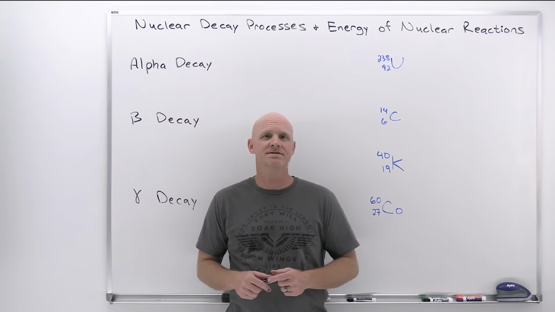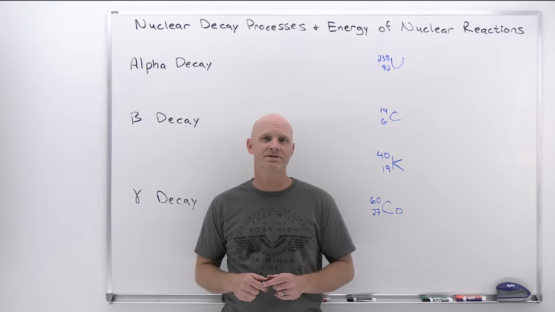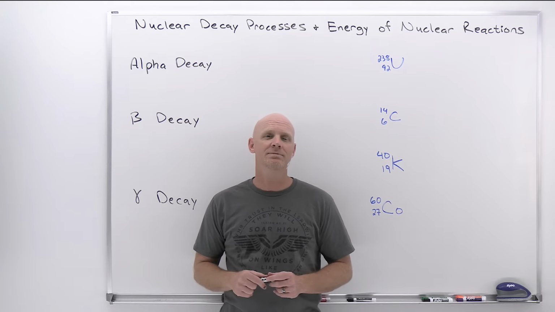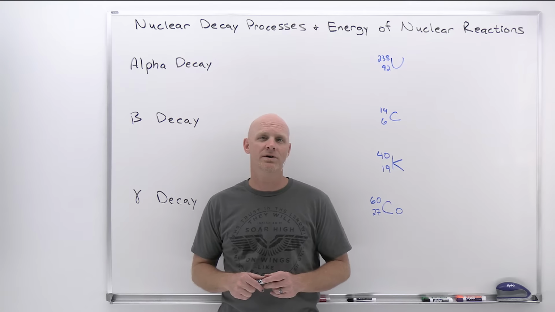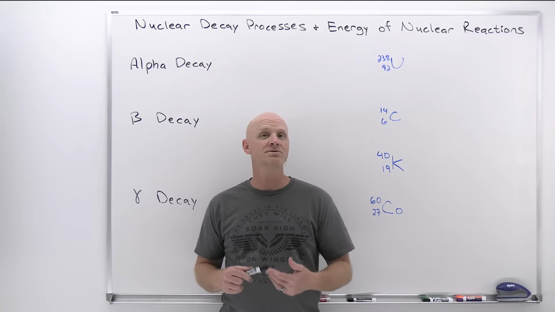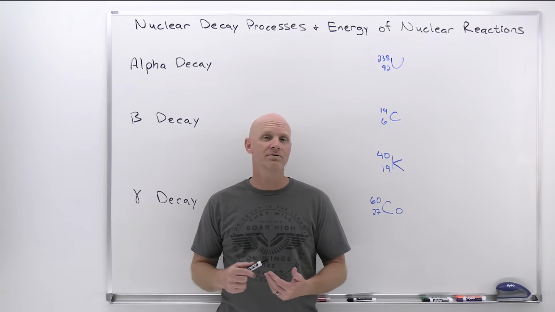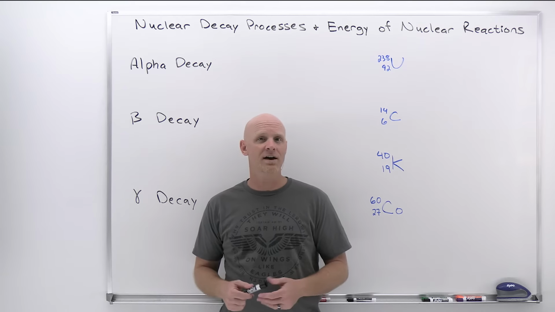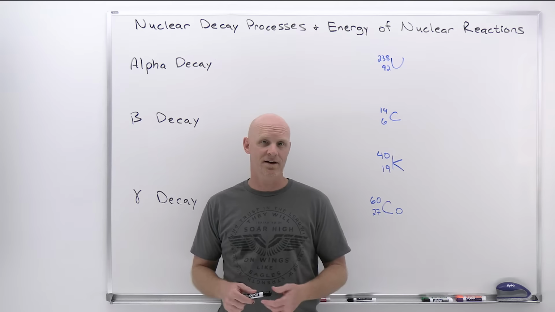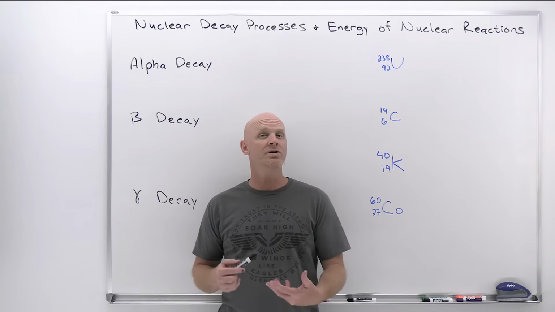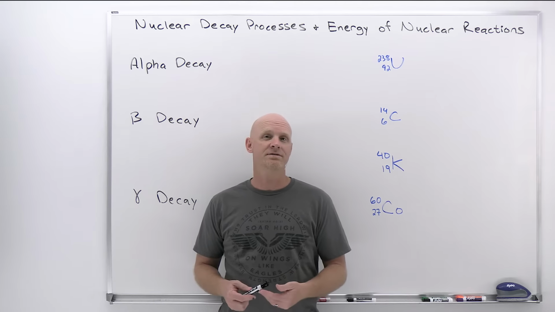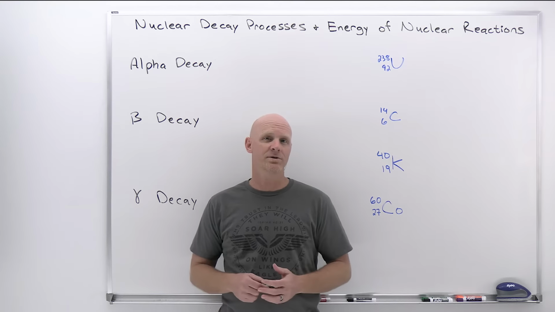Nuclear decay processes and the energy of nuclear reactions are going to be the topics of this lesson in my new general physics playlist, which when complete will cover a full year of university algebra-based physics. In this lesson, we're going to take a look at the spontaneous processes of nuclear decay, and that's going to include alpha decay, beta decay, and gamma decay. And then we're going to move on to talking about the energy of nuclear reactions. We'll talk about their Q value, which can be used to see if they're either exothermic or endothermic.